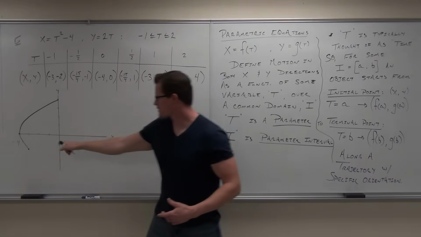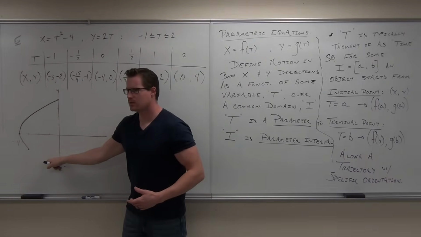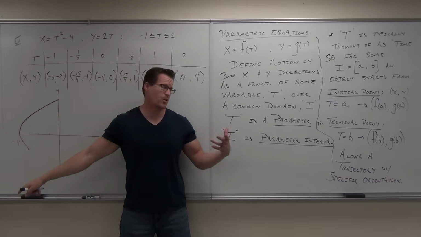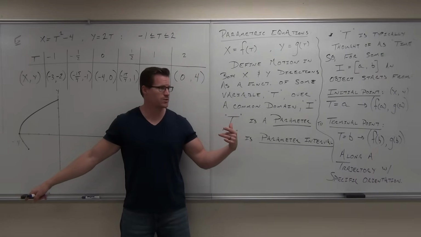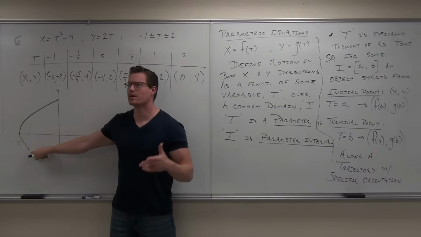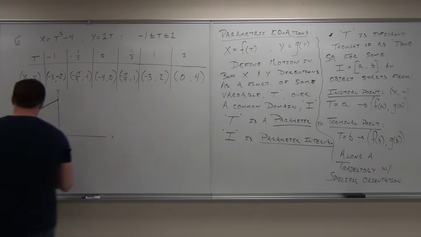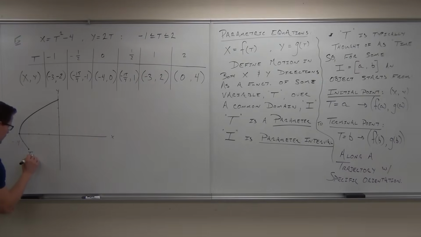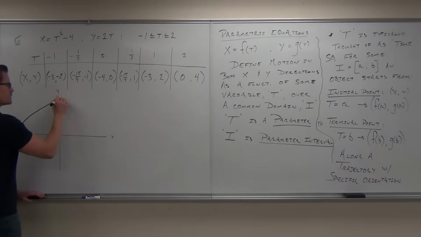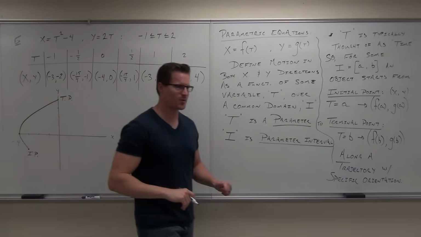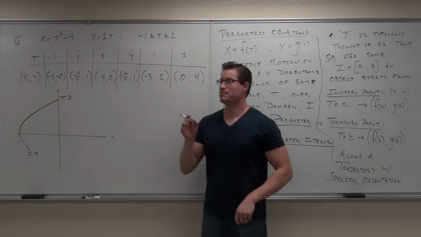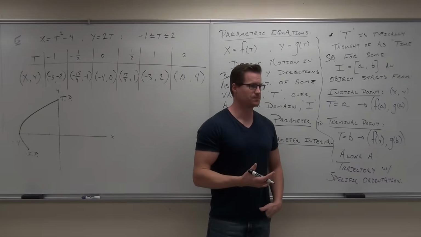Do we need to go past this way? No, this is where it starts. If our parameter interval is starting at t equals -1, then that's our starting point. Label it. What's that called again? Your initial point. So this is our initial point. Do we have a terminal point? Yes. Terminal point. You also need to label your direction.